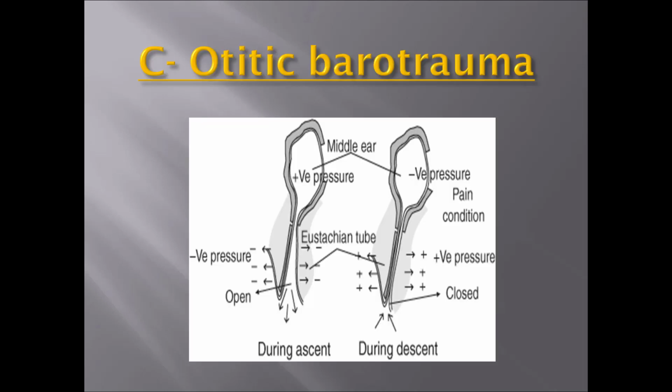The third traumatic lesion is the otitic barotrauma that results from negative pressure on the middle ear mucosa and tympanic membrane due to disventilation of the middle ear resulting from occlusion of the Eustachian tube during changes in the atmospheric pressure.